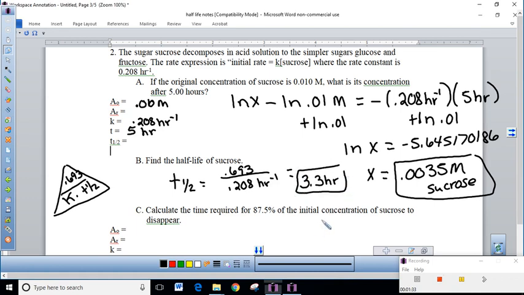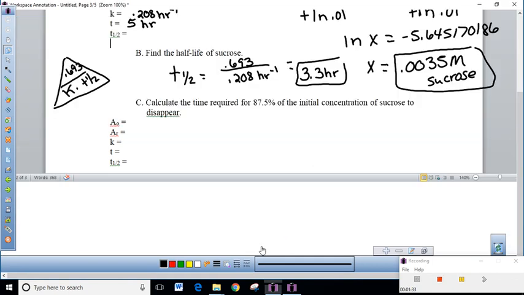I think you might get 3.33 if you do 3 significant digits. All right, the last example on here, I wanted to show how you deal with the percents. It says calculate the time required for 87.5% of initial concentration of sucrose to disappear. So this is the same equation, so it has the same 0.208 hour, so it still has that.